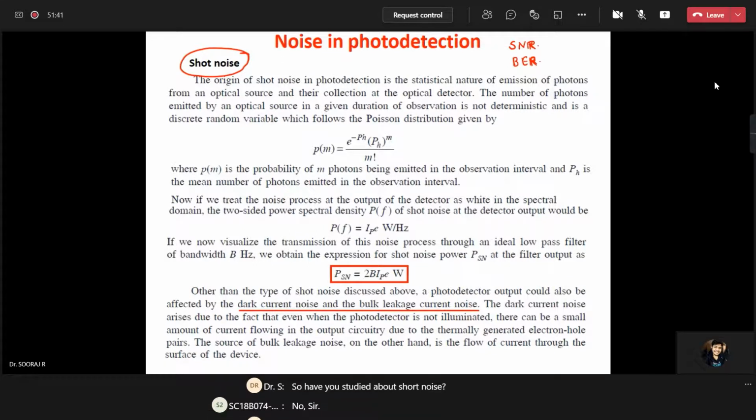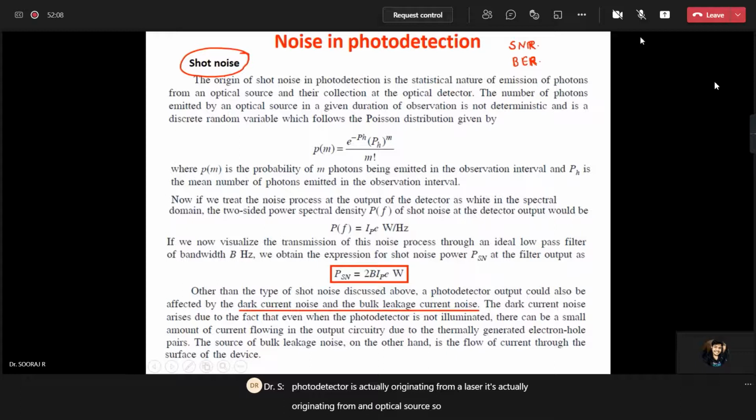Okay. So in the context of optical communication, the origin of shot noise is due to the fact that shot noise usually happens. It can happen in the transmitter also, but we are more concerned about the noises that happen in the receiver. Now, the origin of this noise is that the photons falling on the photodetector are actually originating from a laser. It's actually originating from an optical source.